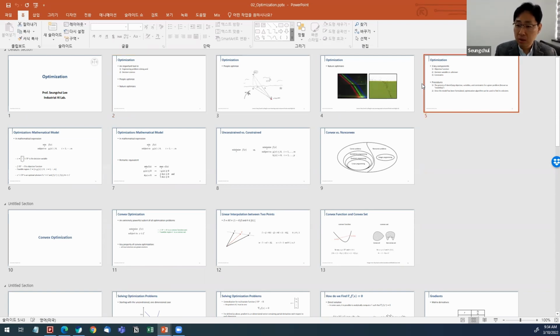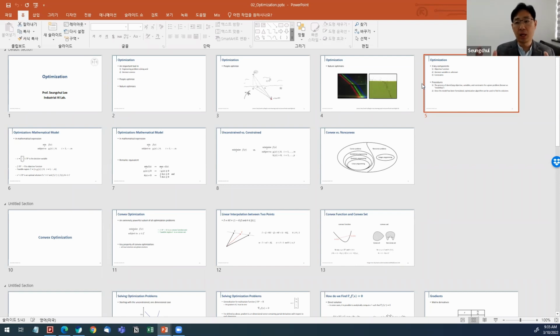Here, in the mathematical form, there are three key components. The first one is the objective function, and the second is the decision variables, or just unknown variables. And the last is that we might have some constraints on the decision variables as well. So these are the three key components.